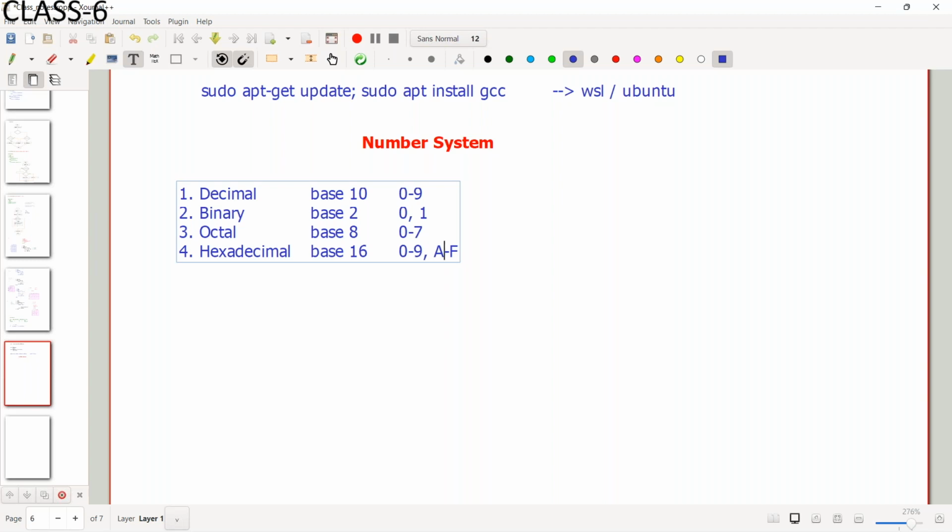These are the things we use to represent any number. Now we will go with the conversion from decimal to binary, decimal to octal, decimal to hexadecimal, then binary to decimal. Like that, we will convert from each and every number system to the other. First, I'll go with decimal to binary.